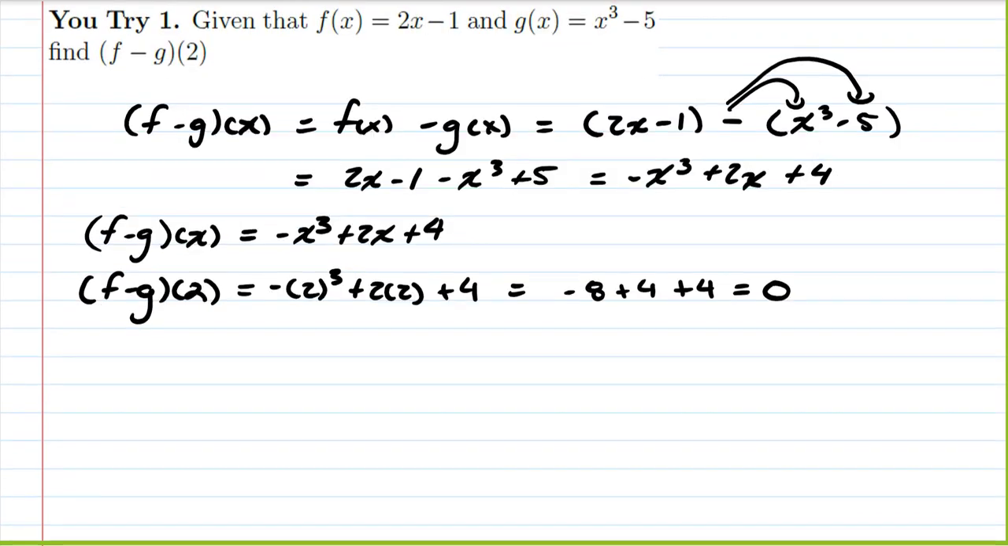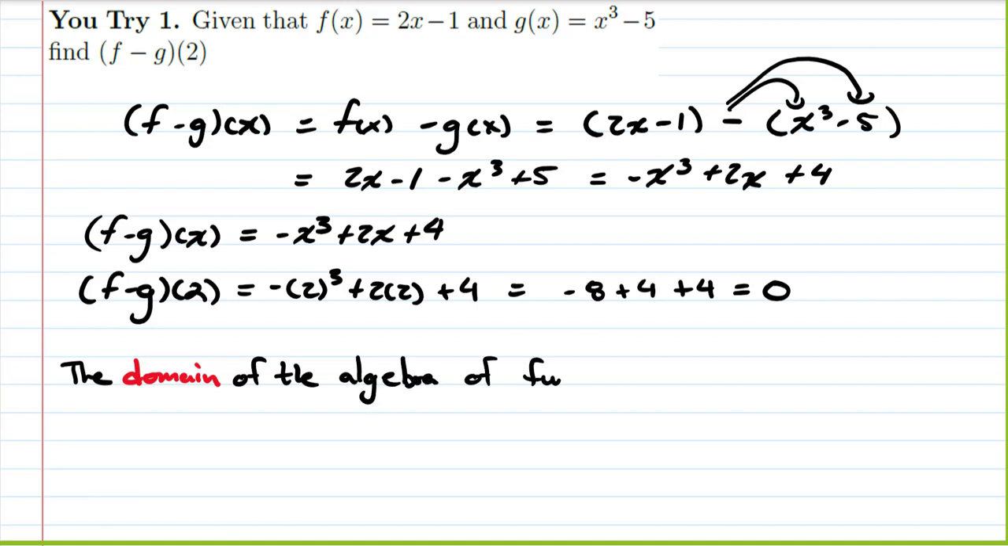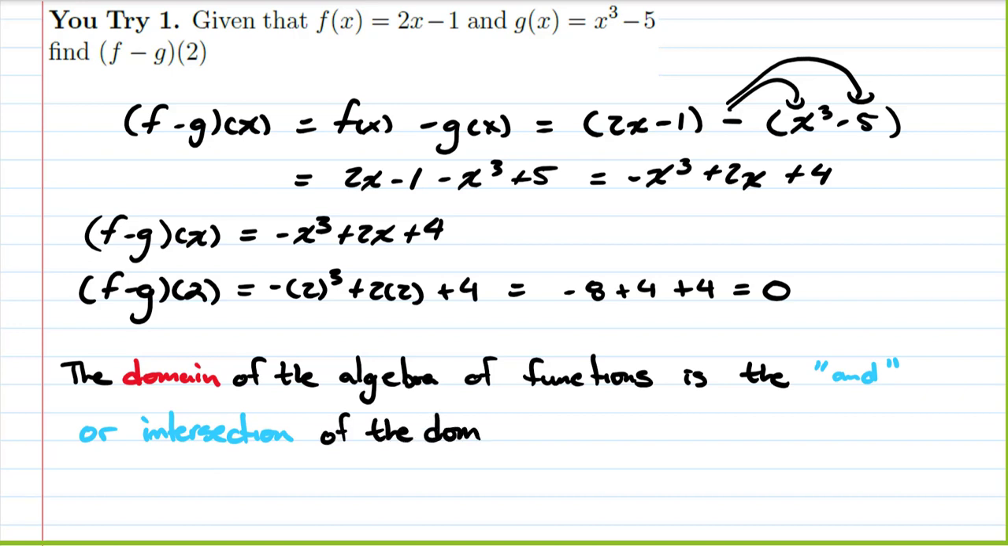Before we do, we need to write a couple of things down. So the domain of the algebra of functions is the "and," or intersection, of the domains of f and g. So to find the domain of the algebra of functions, you would find the "and," or the intersection, of the two domains. Similar to what we were doing in Chapter 1, Section 6.